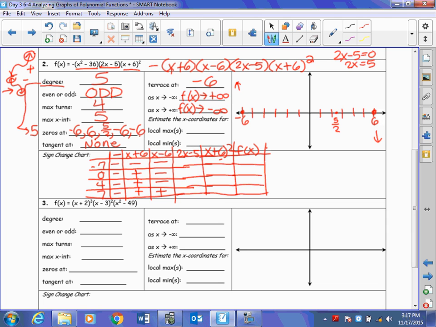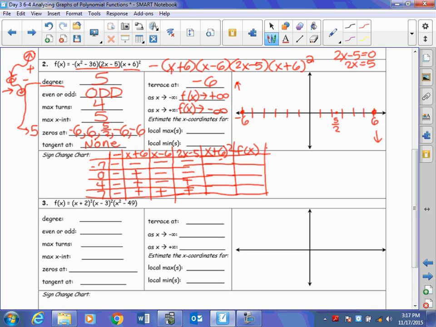Now we're going to go to 2x minus 5. 2 times negative 7 is a negative number, minus 5 is a negative number. 2 times 0 minus 5, negative. 2 times 4 minus 5, positive. And since that's positive, the next one has to be positive because it's getting bigger. Okay, now we're going to square the next one.